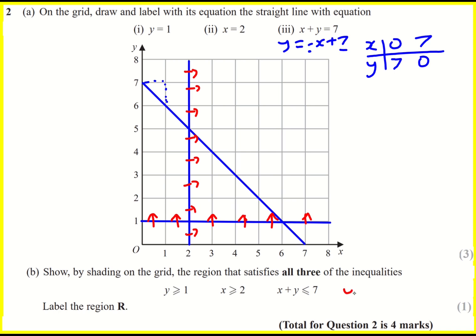There's a couple ways to do this. You could rearrange it just like I did before: y less than or equal to minus x plus 7. So if y is less than something, it's going to be below the line.